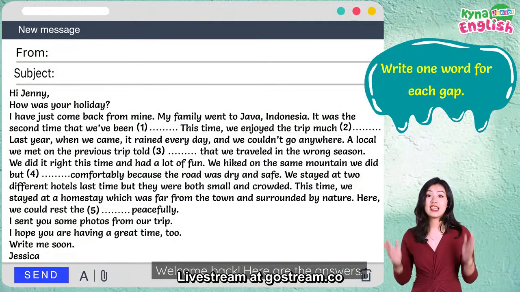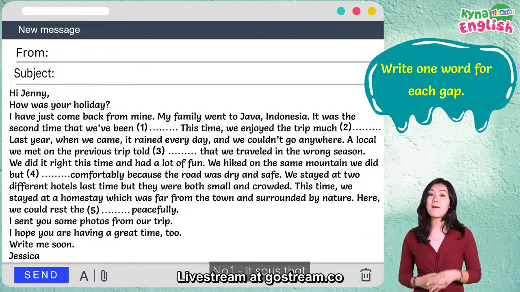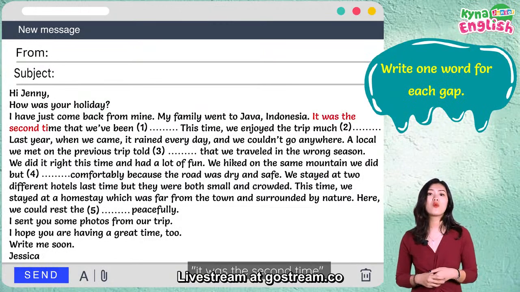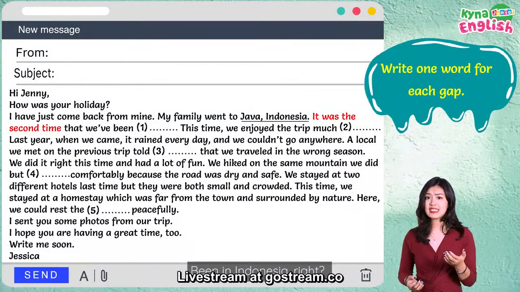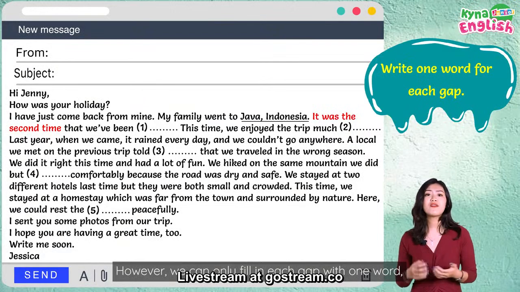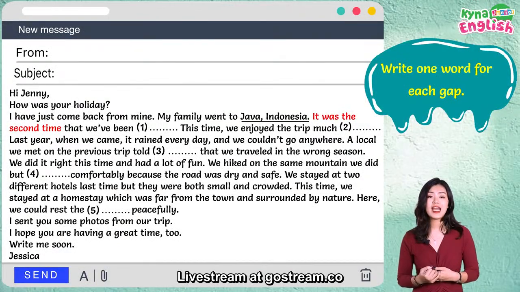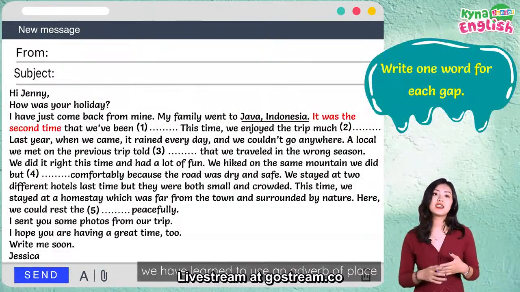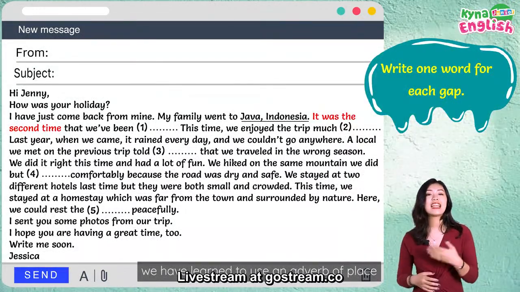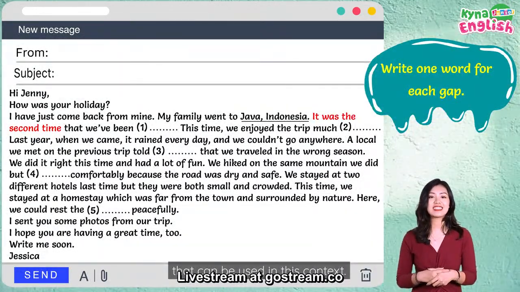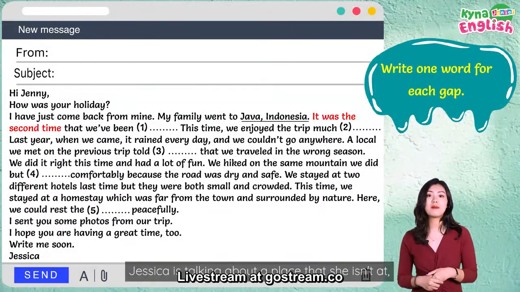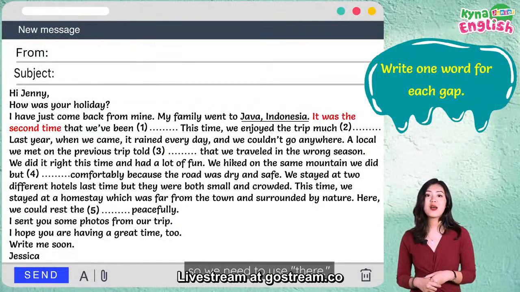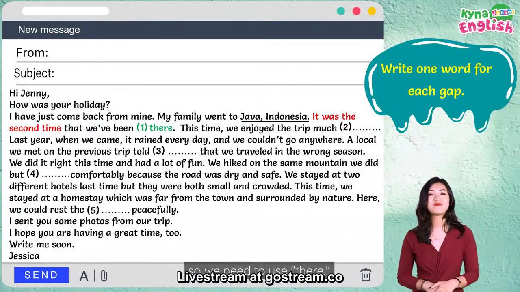Welcome back! Here are the answers. Number 1, it says that it was the second time that Jessica's been where? Been in Indonesia, right? However, we can only fill in each gap with one word. And in this lesson, we've learned to use an adverb of place that can be used in this context. It's either there or here. Jessica is talking about a place that she isn't at, so we need to use there.